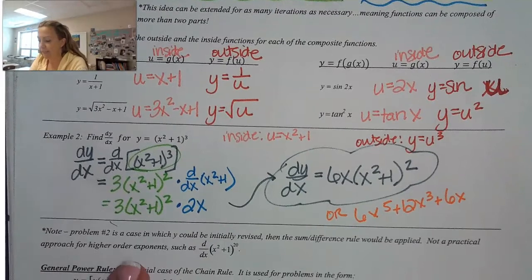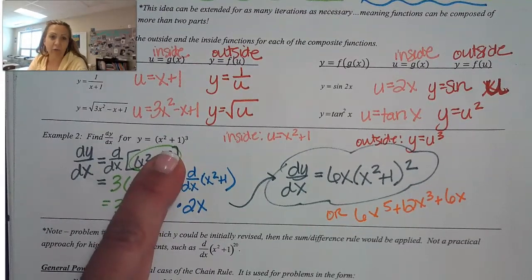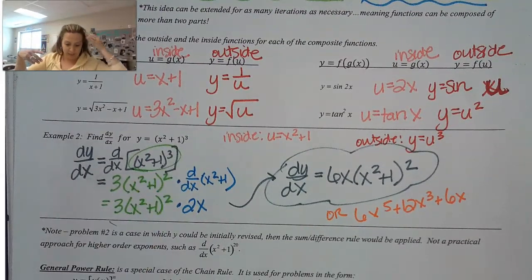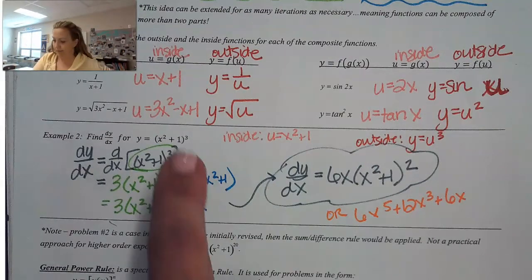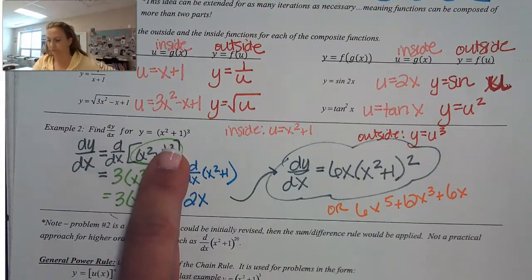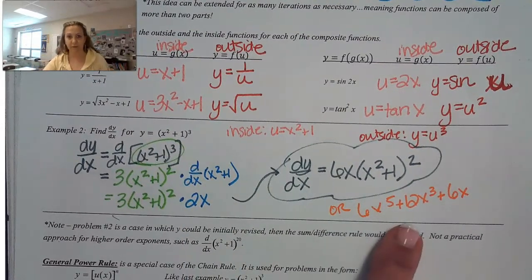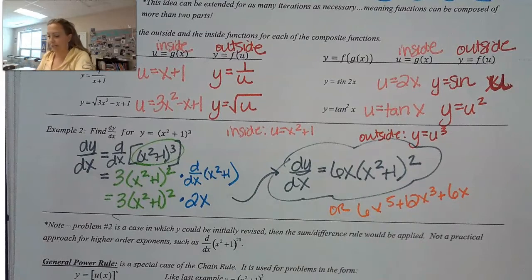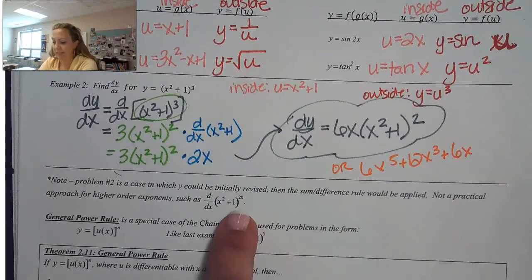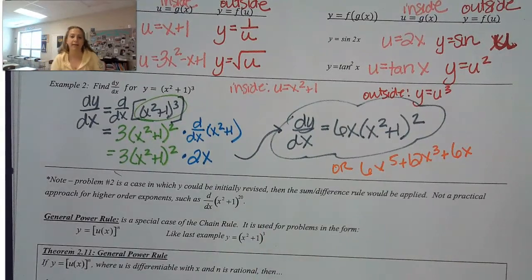And this problem is something that you could initially rewrite. You could have written this out as x to the 6th plus 3x to the 4th plus 3x squared plus 1, and then found the derivative, okay? But that's not really a practical approach if we have something like to the 20th power. So if it was cubed, yeah, we could rewrite it using the pattern there, but this is probably a better rule for us. And so this brings us to this general power rule.